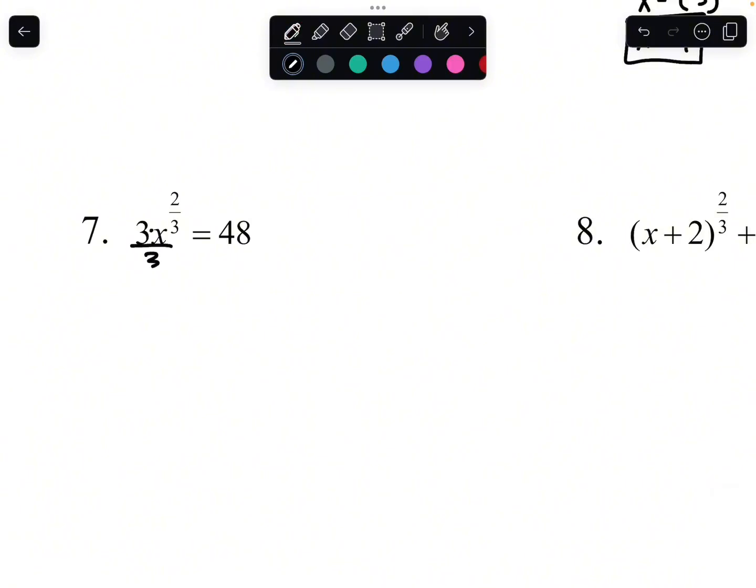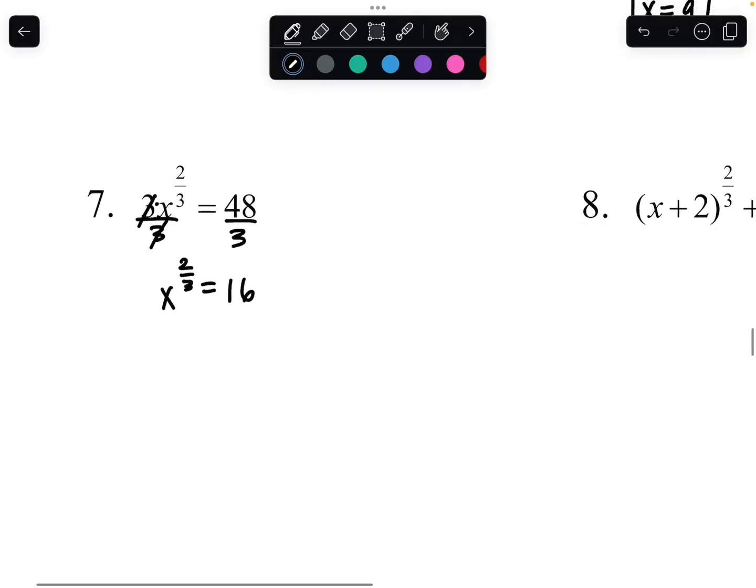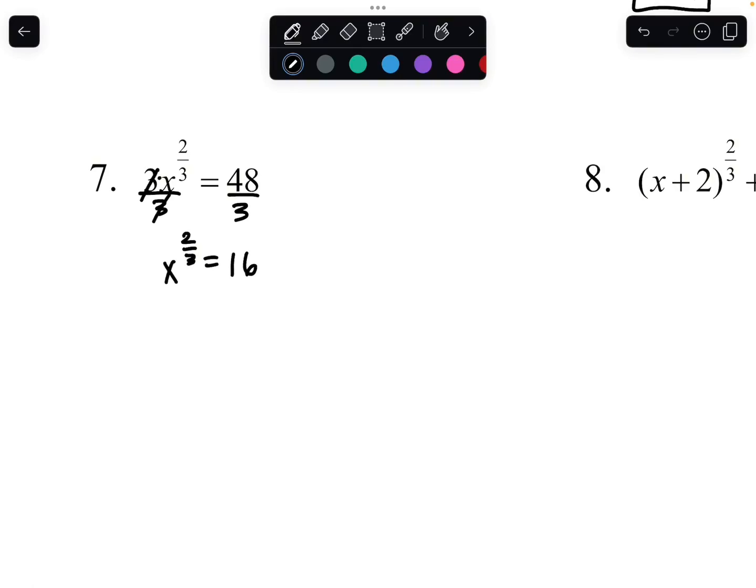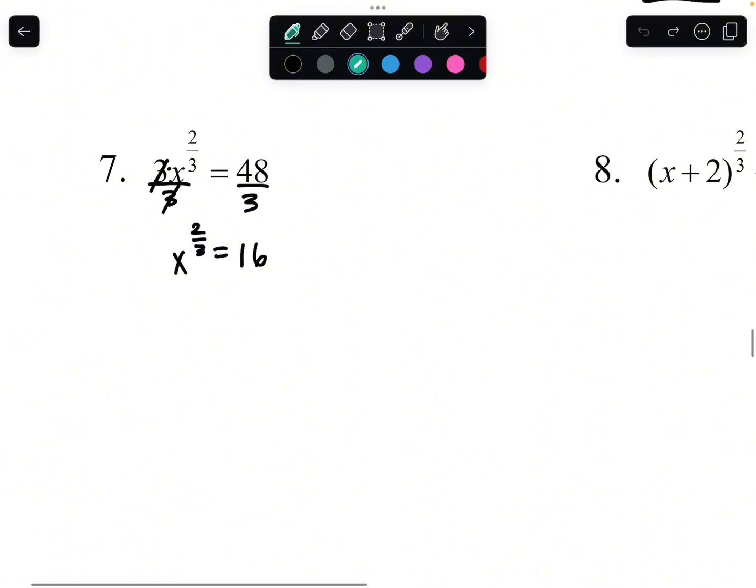Here we have a 2/3 power. Divide both sides by 3 first. You get x^(2/3) = 16. Here, the 3 is a cube root, so we don't have to worry about negatives. When we cancel the 2/3 power, we're going to raise it to a 3/2 power. By raising it to the 3/2 power, this is square root, so we need a plus or minus.